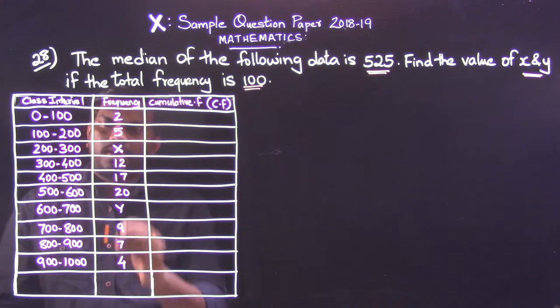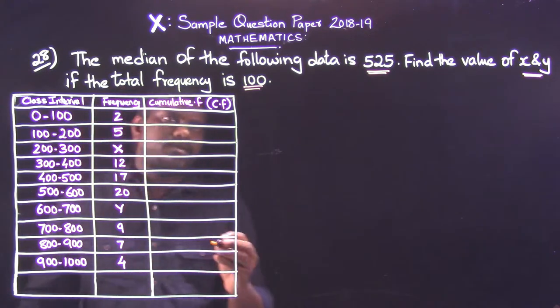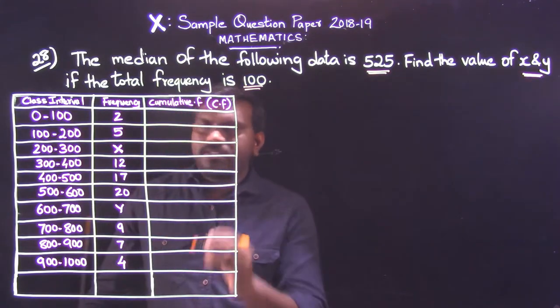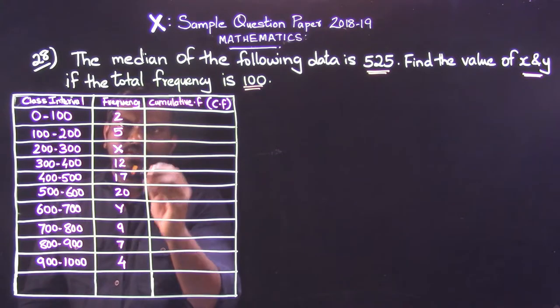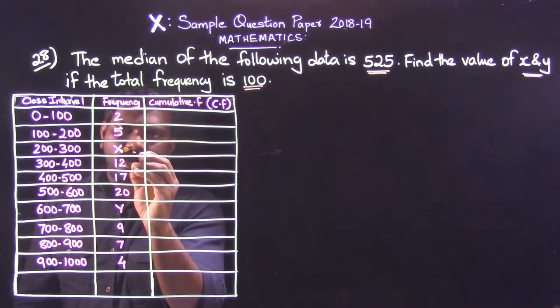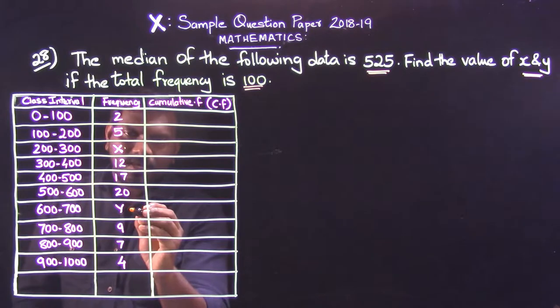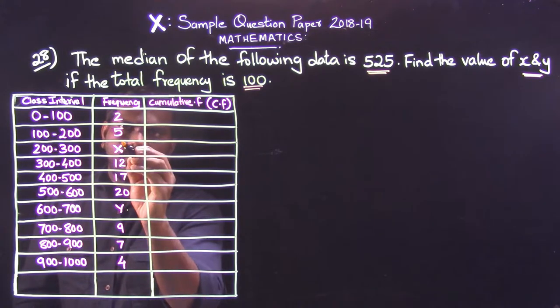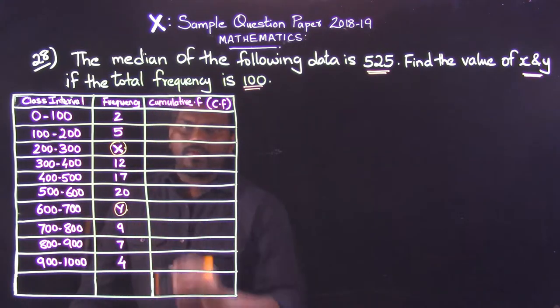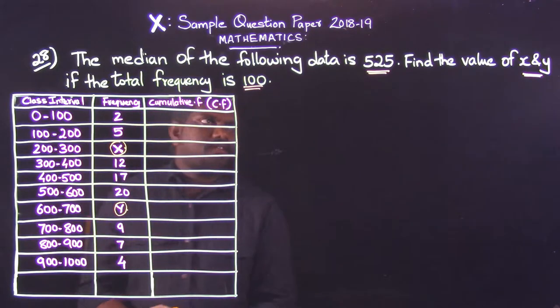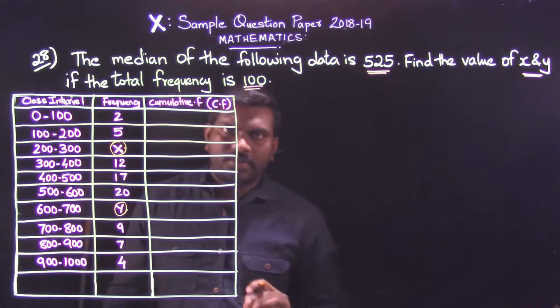So I know a certain thing from the table itself at first. What is h? h is the class interval, right? And there are certain frequencies which I don't know, and I am supposed to find the value of this x as well as this y. The rest of the values are given. So I am supposed to find the value of x and y according to the question.